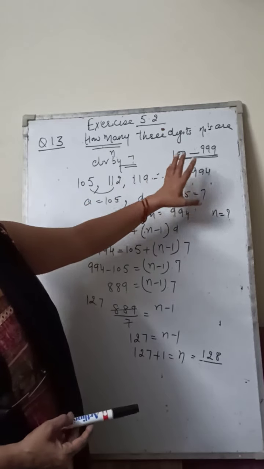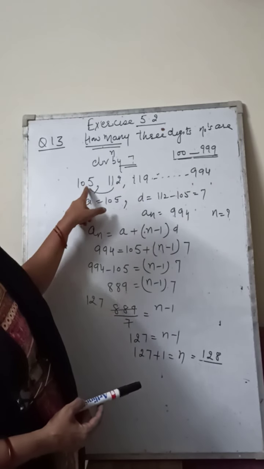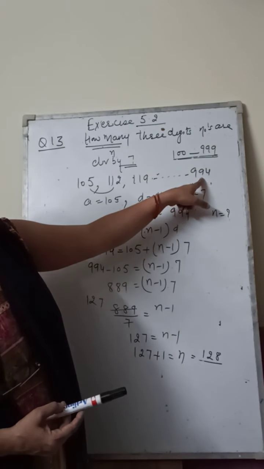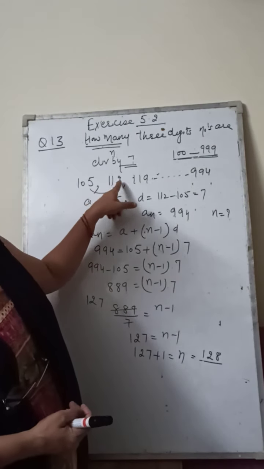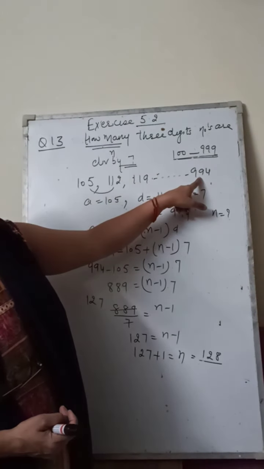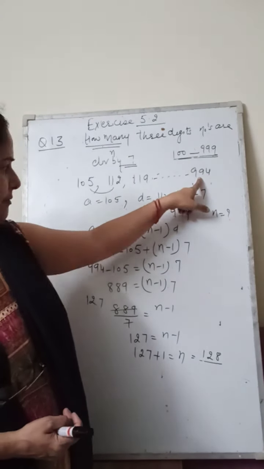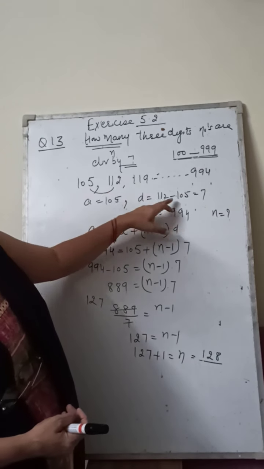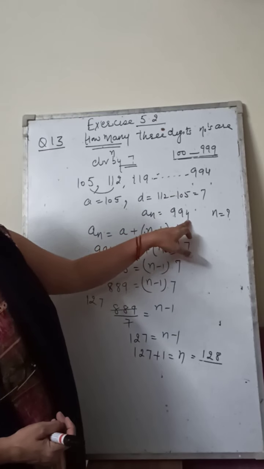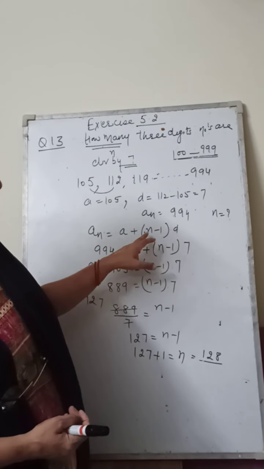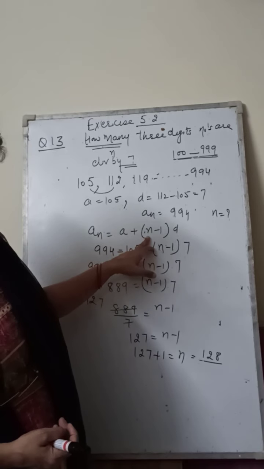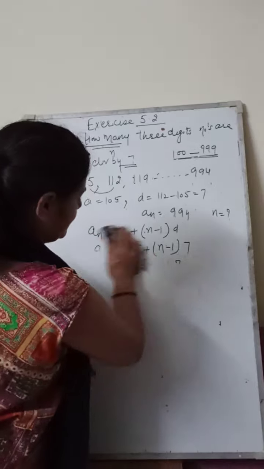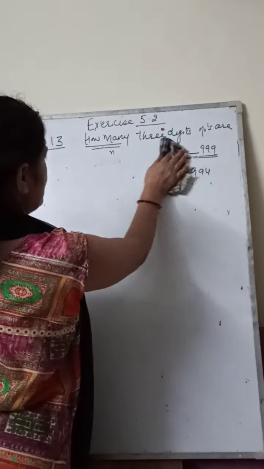So I am explaining it again. The least number is 105, which is divisible by 7, and the maximum is 994. After 105, 112, 119, it goes till 999. a is 105, d is 7, a_n is 994. You will find n by using this formula. Clear? Now come to the next question.